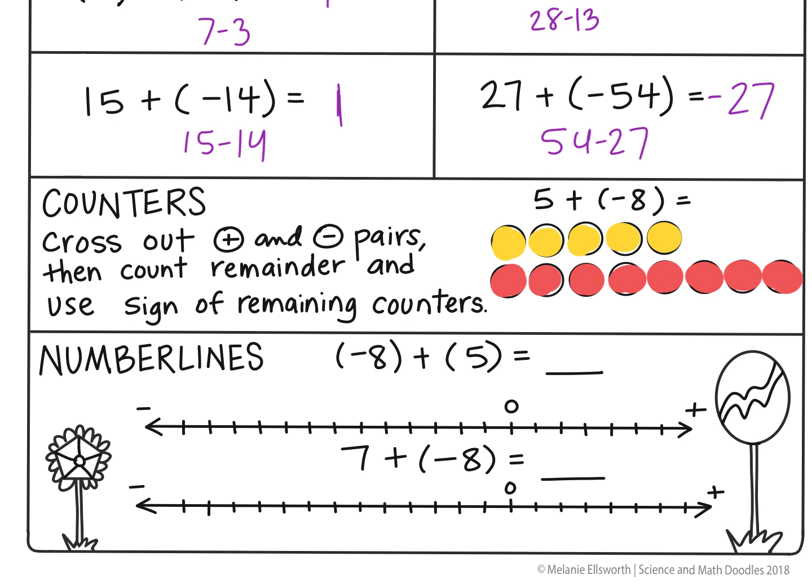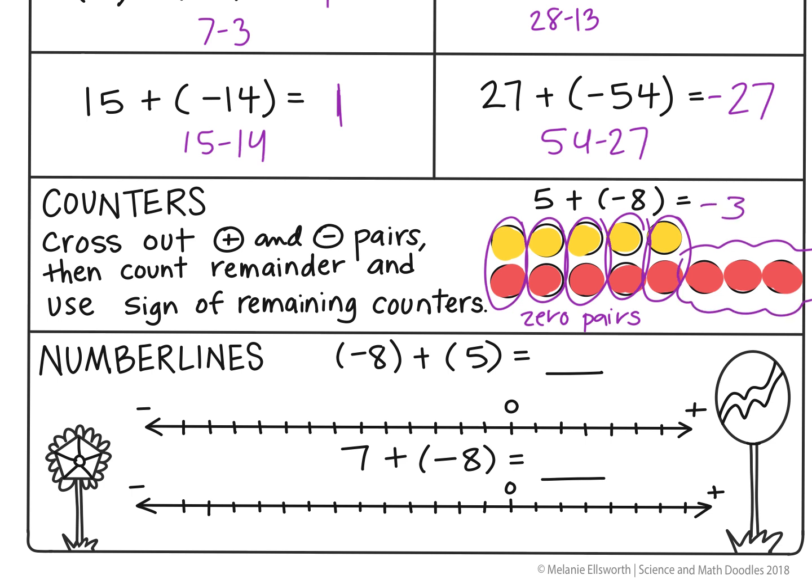With these, you're going to see something that we call zero pairs. So a zero pair is, I got to make this smaller so I can write again. A zero pair is whenever you have a positive and a negative counter chip, they cancel each other out, and we call that a zero pair. So this is a zero pair. This is a zero pair. This, and this. These are all called zero pairs. So they basically equal 0. So that means that what I have left right here is my answer, negative 3.